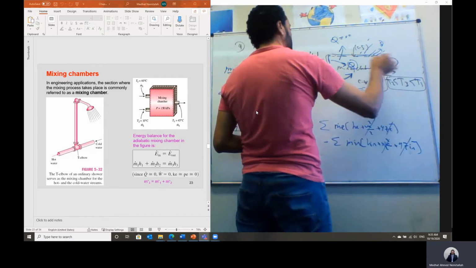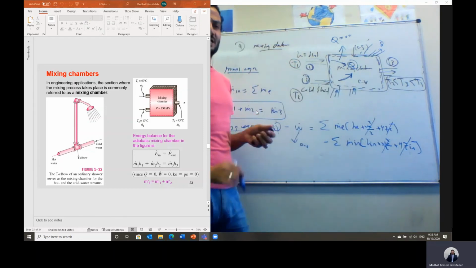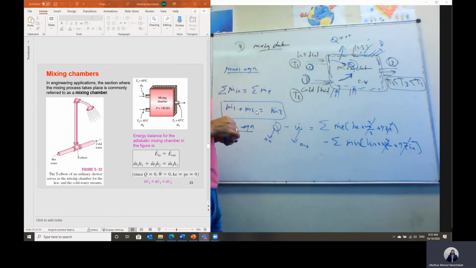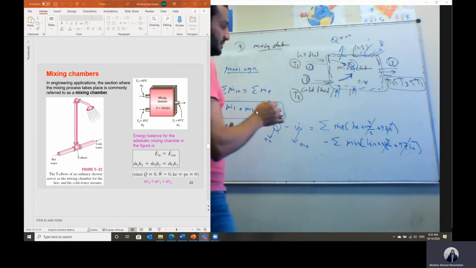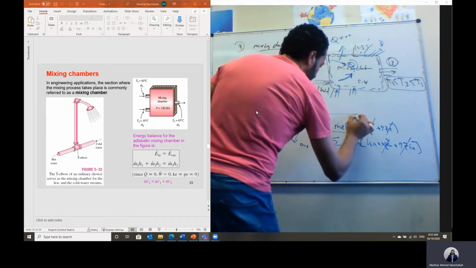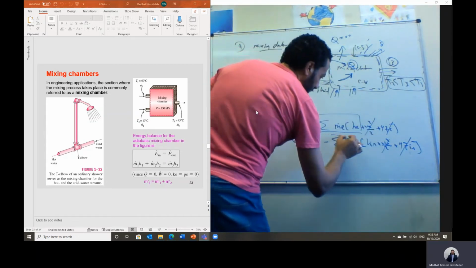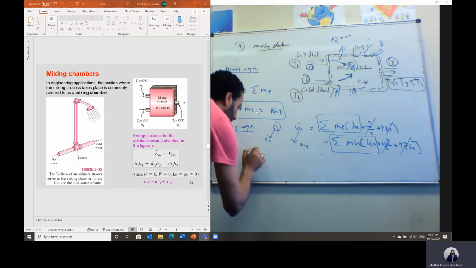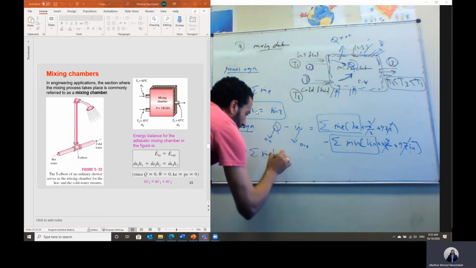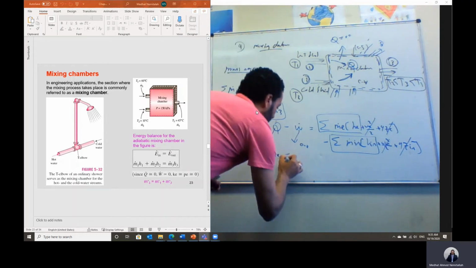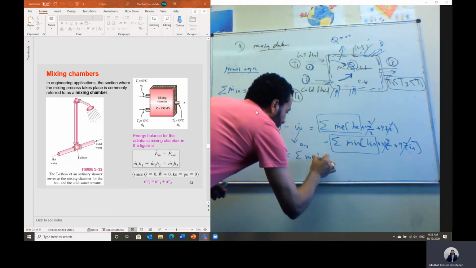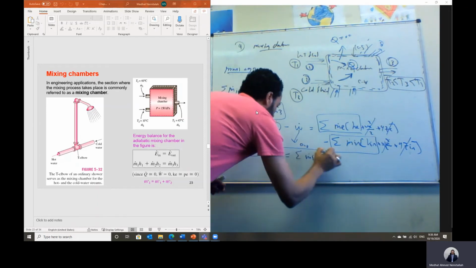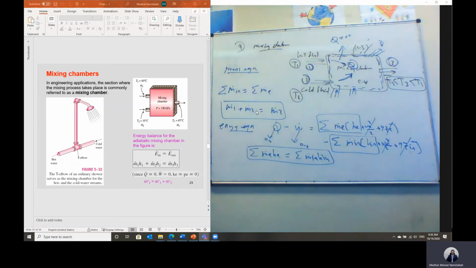The change in potential energy, usually we have the same elevation, so we don't have a change in potential energy in this case. So the equation will be left with summation of m dot exit multiplied by h exit will equal the same as the inlet section, summation of m dot inlet multiplied by h inlet. Or we can say summation of m dot exit h exit will equal summation of m dot inlet multiplied by h inlet in this case.